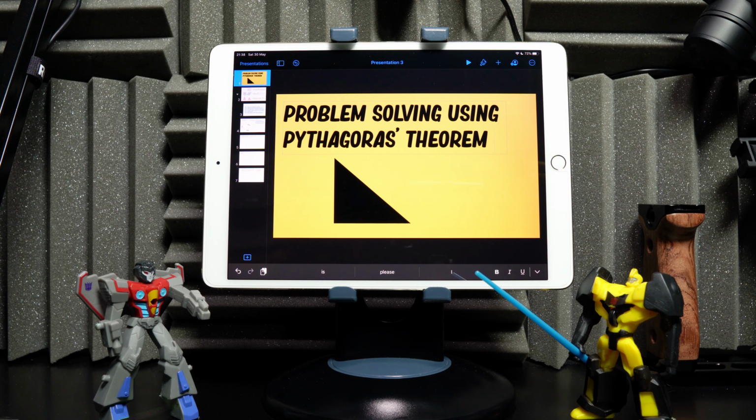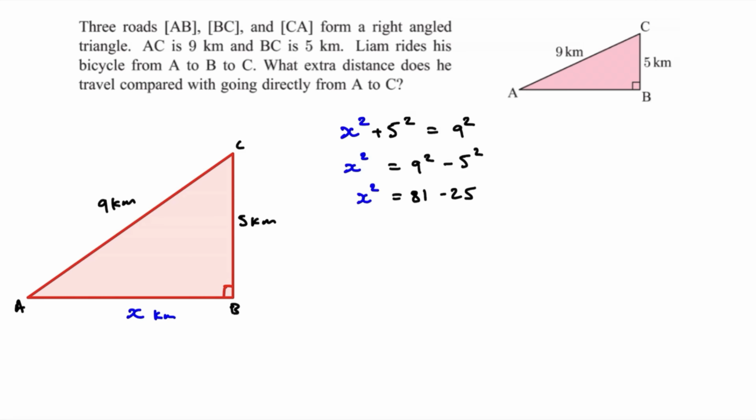So let's set this up using Pythagoras. We've got x squared plus 5 squared is equal to 9 squared. Now, because 9 is the hypotenuse, the longest length, we're going to have to subtract 5 squared from 9 squared. So 9 squared minus 5 squared is going to give us x squared. 81 minus 25 gives us a value of 56. So x squared is equal to 56. x is equal to the square root of 56. So if we do that on the calculator, x is equal to 7.48 kilometers.